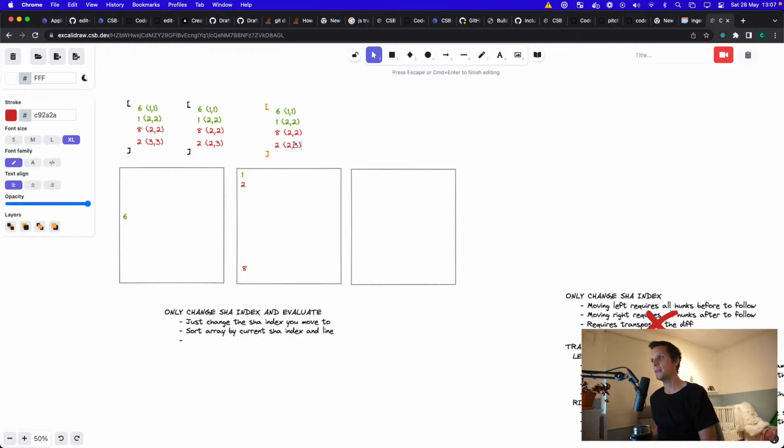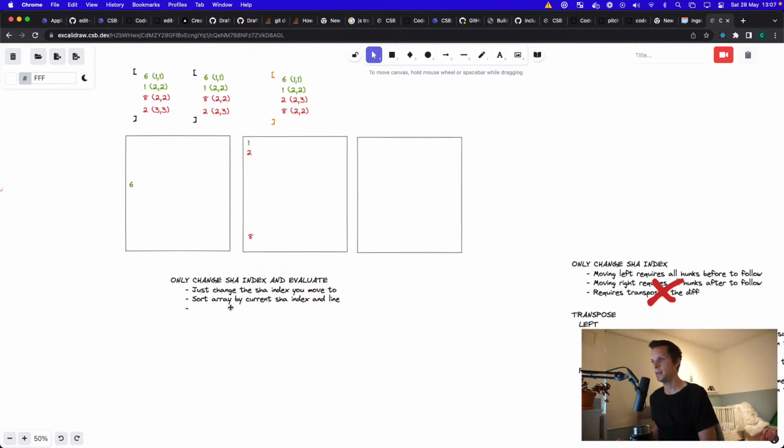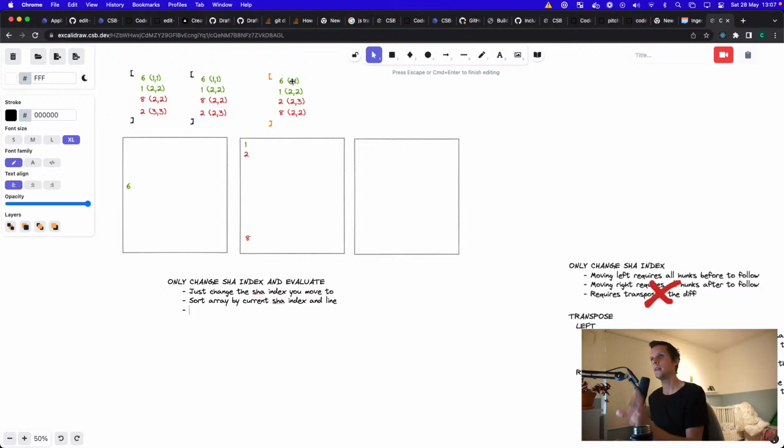So now what would happen here is that this would actually change places with this one, because it's by SHA index and line. So they're the same SHA index, but line 2 is before 8, so it's before that one in the array. Okay, so now we have that, and now we have to go. We do that sorting first, and then we go through the array again, and we look at, okay, we have line 6, the same SHA and origin SHA. It's okay. We don't have to do anything about that.